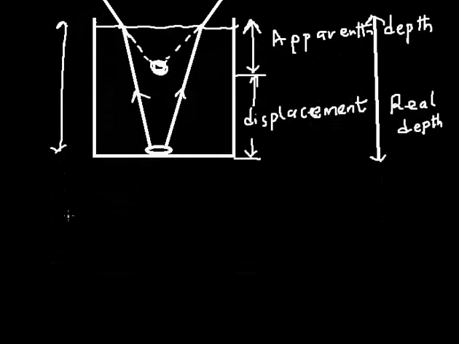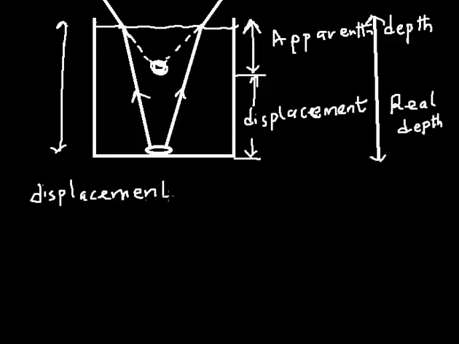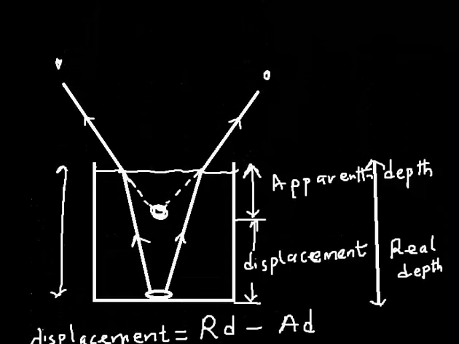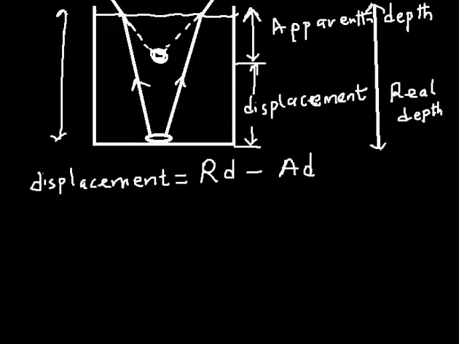So how do I get this displacement? The displacement of that object can be calculated by subtracting the apparent depth from the real depth. Let me use RD to represent real depth, and of course AD to represent apparent depth. I hope that is well understood.